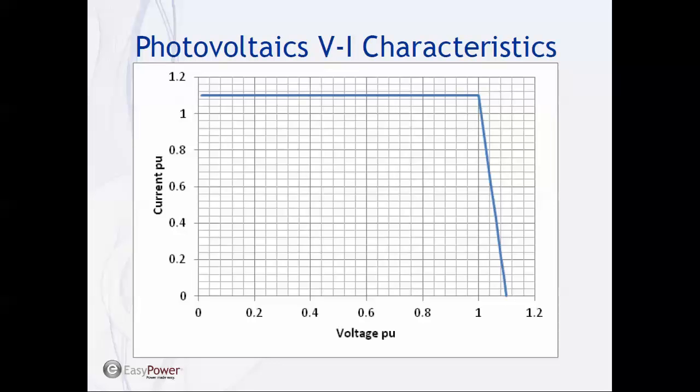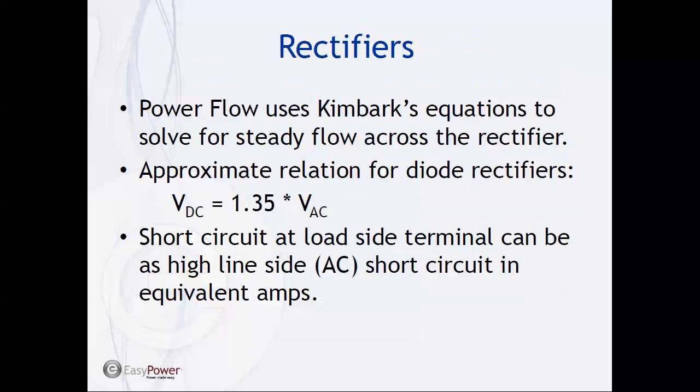So whether it's power flow calculation or short circuit calculations, we use this V-I characteristic to provide a solution for the analysis. For rectifiers, we are using Kimbark's equation to solve for power flow, but this is only for power flow. We do not use this for short circuit.